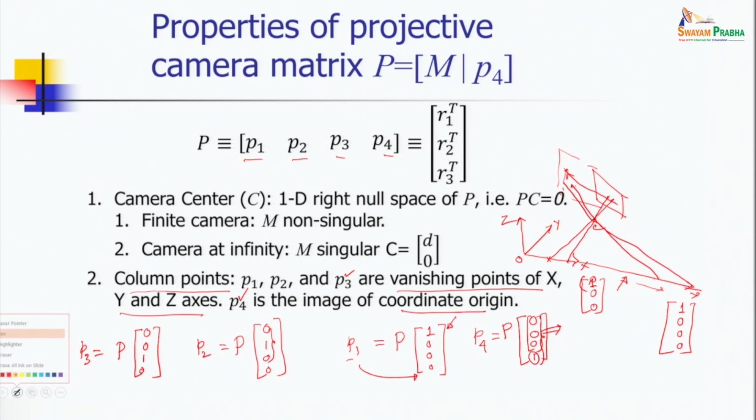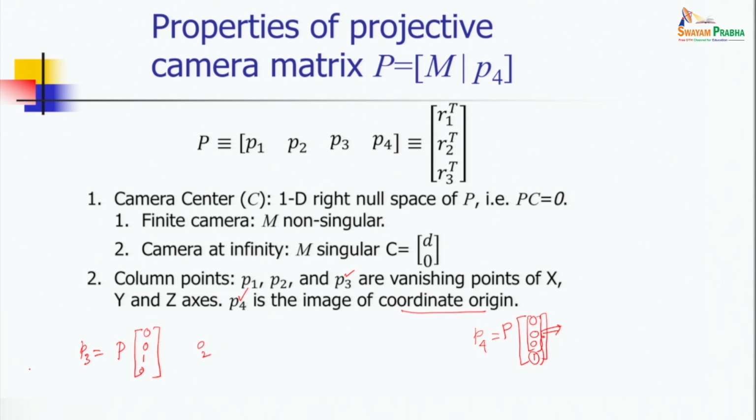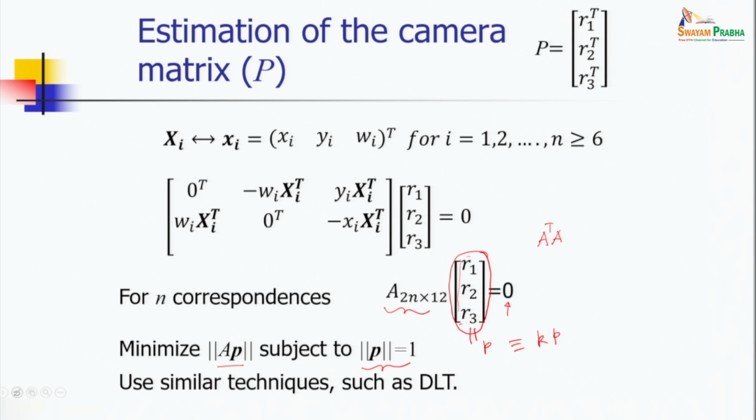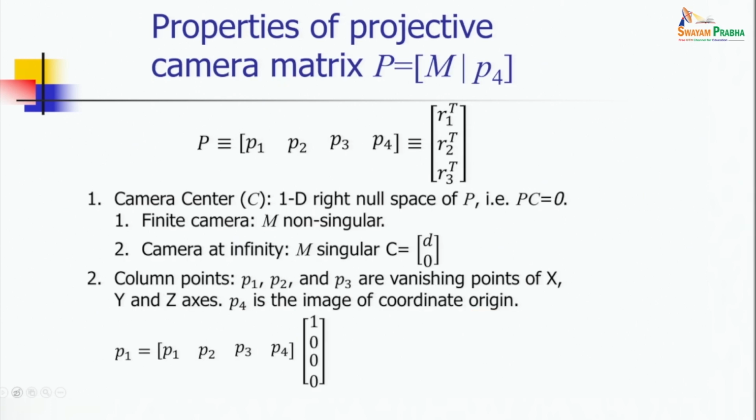Just to summarize all these things, in a cleaner form I am showing it. So p1 is the image point of the point at infinity on the x-axis, which means it is the vanishing point of the x-axis, and similarly for y and z, I am not showing them, and then p4 is the image of the origin. So it just shows that.